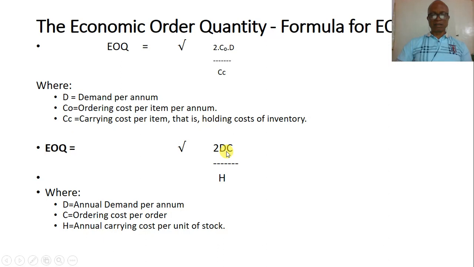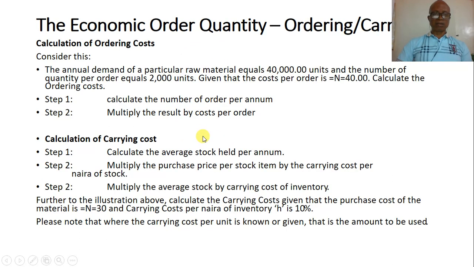Look at the other variant of the formula. 2DC is the same thing. Annual demand per annum, okay, that's annual demand. Ordering cost per order. Annual carrying cost per unit of cost. So that's the formula for calculating EOQ. Okay, so it's important that we know certain elements in this particular matter.